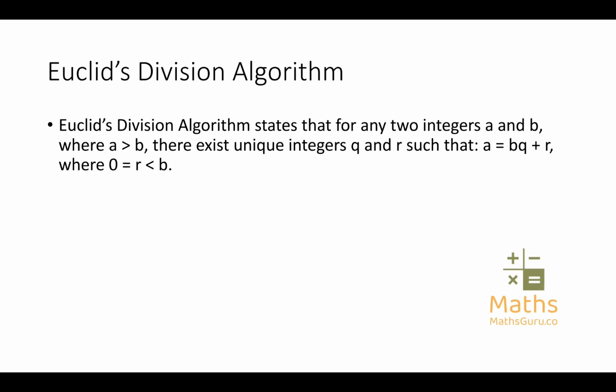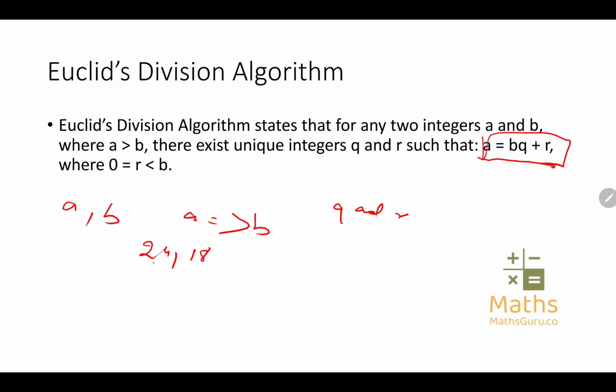Let's take another classical mathematical algorithm, which is Euclid's division algorithm. What does it say? It says that for any numbers a and b, if a is greater than b, then there exist unique integers q and r such that a equals bq plus r. For example, let's take 24 and 18. Here 24 is greater than 18, so I can represent 24 as 18 into 1 plus 6. So any relationship between two numbers can be represented as a equals bq plus r.